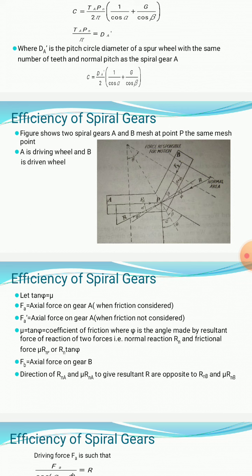So in the last video we discussed the center distance between two shafts for spiral gears and the efficiency of the spiral gear. We derived the formula for the efficiency of the spiral gear. Now almost all the theoretical part is finished. We go through some numericals based on the topics we studied. We already went through some very simple numericals to find the addendum, the module, or the number of teeth.